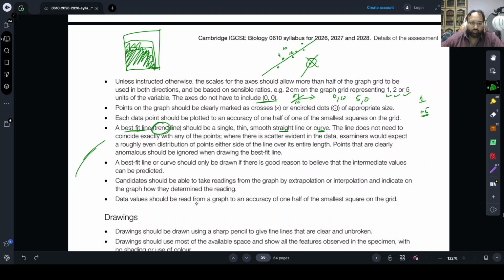Data values should be read from the graph to an accuracy of half of the smallest square on the grid. So we talked about that.